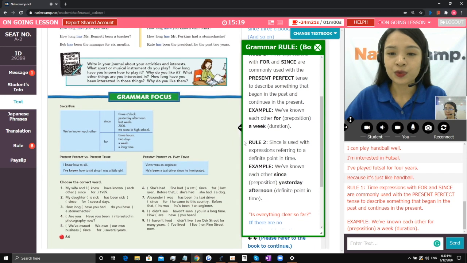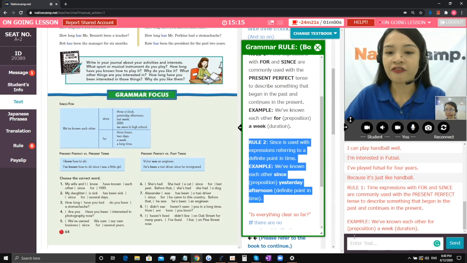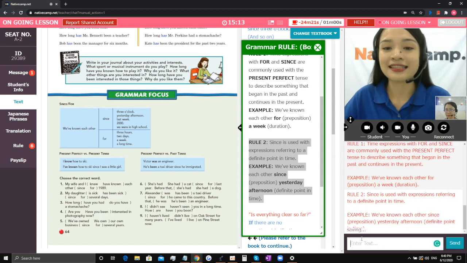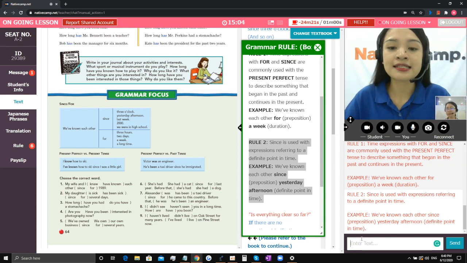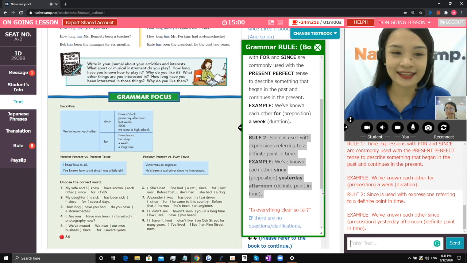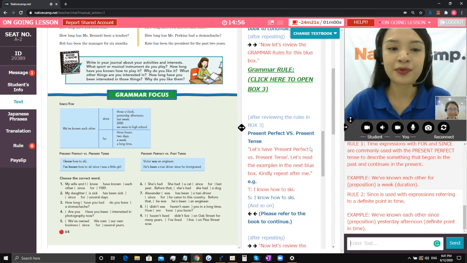Now let's go to rule number 2. Since is used with expressions referring to a definite point in time. So example, we've known each other since yesterday afternoon. So since is the preposition and yesterday afternoon is the definite point of time. Is everything clear so far? Yes. All right.